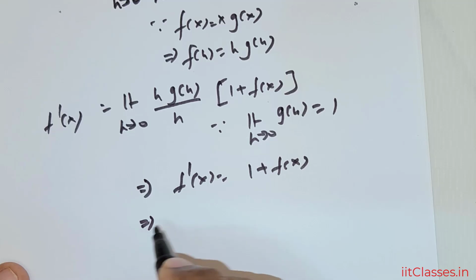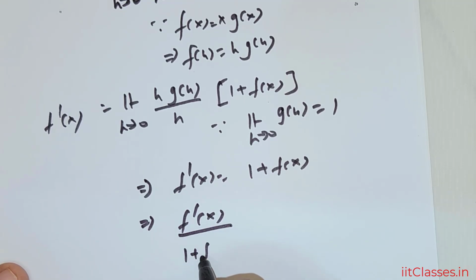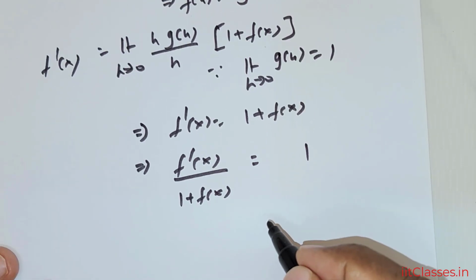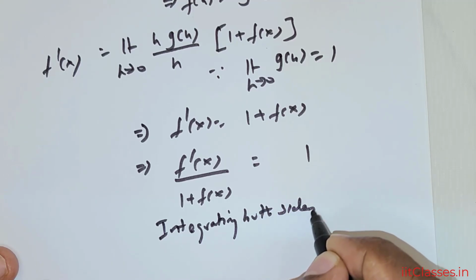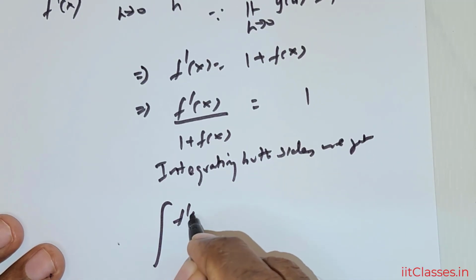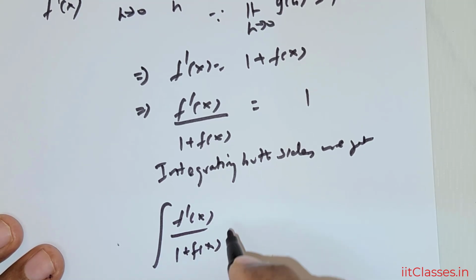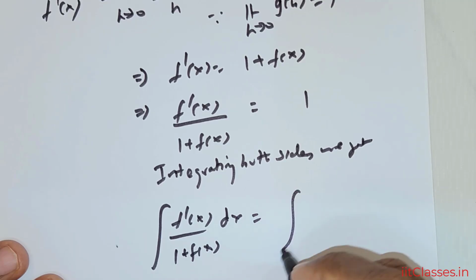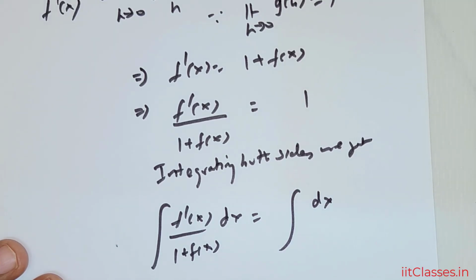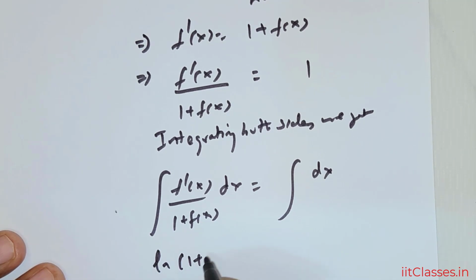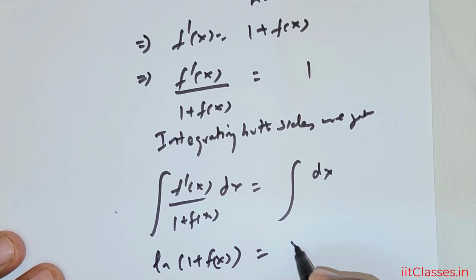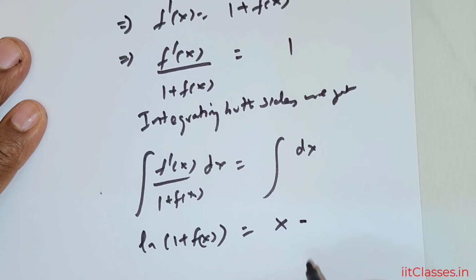Okay, now this can be rewritten as f'(x) divided by 1 + f(x) is equal to 1. Integrating both sides, we get the integral of f'(x) divided by 1 + f(x) dx is equal to the integral of dx, right? But what is this? This is nothing but ln(1 + f(x)) is equal to x + an arbitrary constant. We will have to place that arbitrary constant.